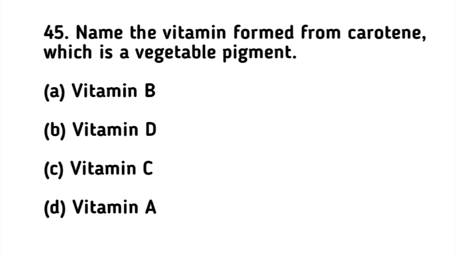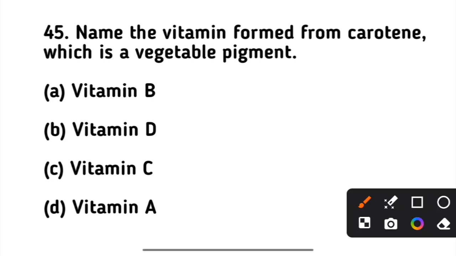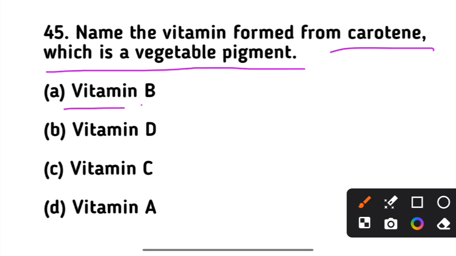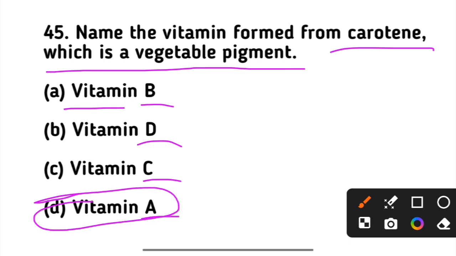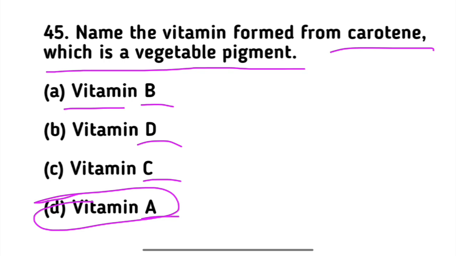Next, name the vitamin formed by carotene, which is a vegetable pigment. Vitamin B, D, C, A. Option D is correct. Vitamin A.